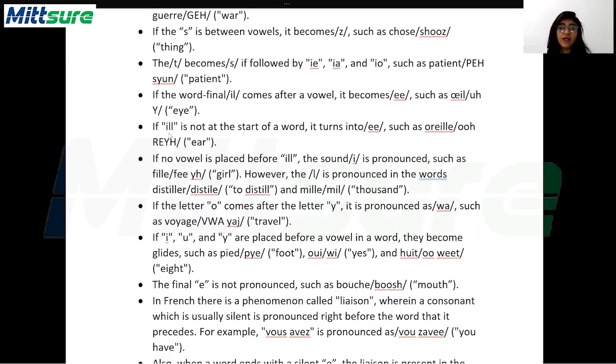If the word ends with ILL, or it is in between, and the word is not beginning with ILL, then the sound again will become double E. That is the case with IL also, and the same will be applicable for ILL. So this OEL will be pronounced as Ure. Ure means ear.